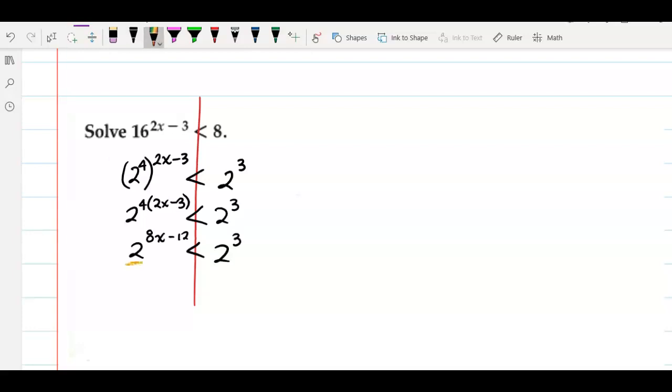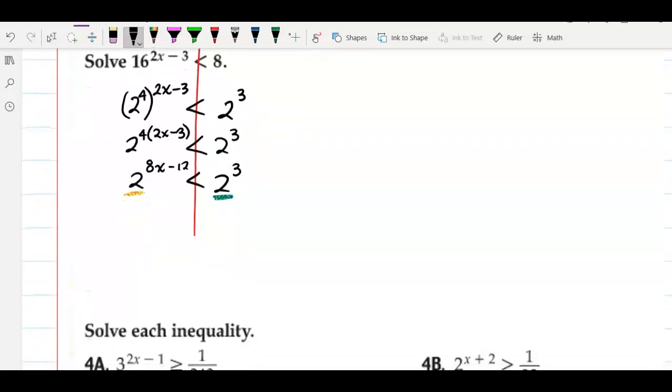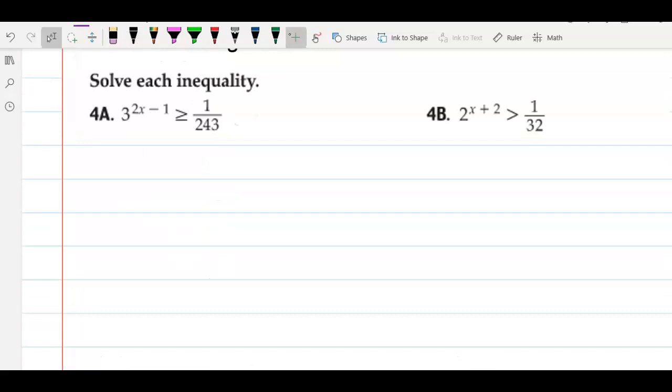Once I have the same base on both sides, I can just take the exponents. And I'm not going to set them equal. I'm going to keep that same symbol, which is less than. I'm going to add 12 to both sides, and I'm going to divide by 8. So x is less than 15 over 8, or just yet.